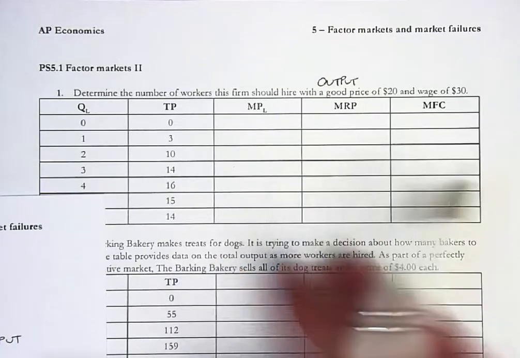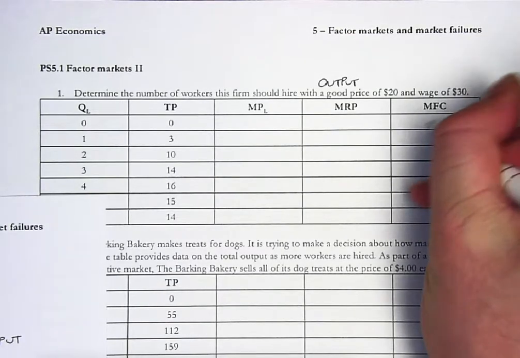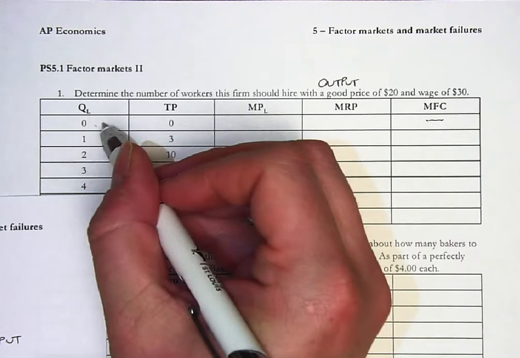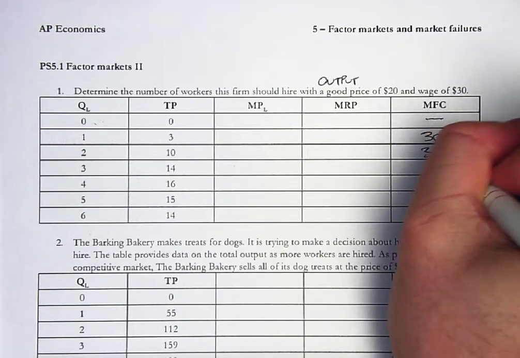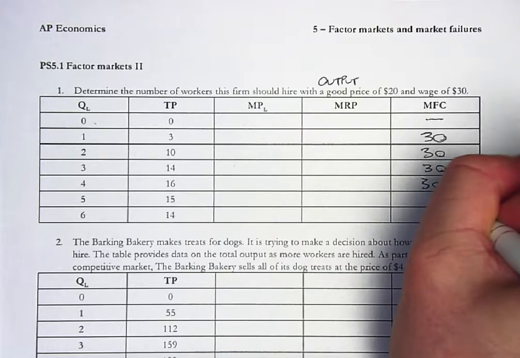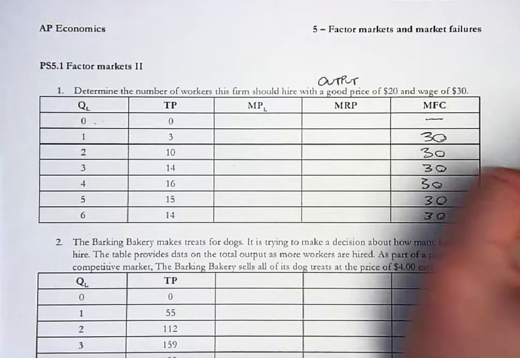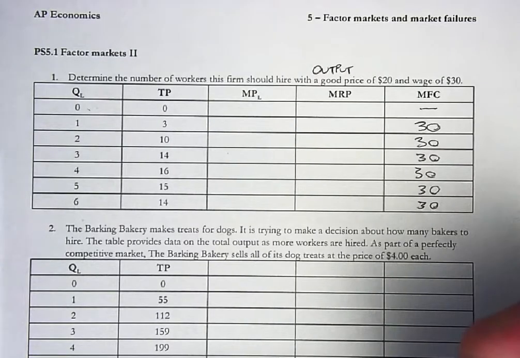So if that's true, then we know that the MFC, there's not going to be one for the 0th worker, but for the first worker, it'll be 30, and then 30, 30, and it'll be 30 all the way down because every time they hire an additional worker, they have to pay $30.